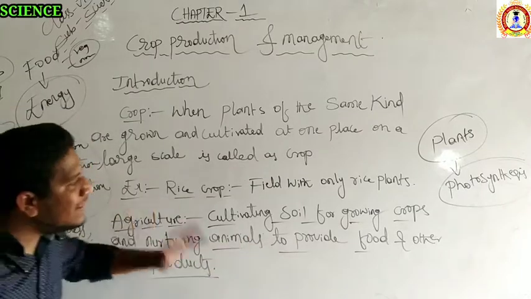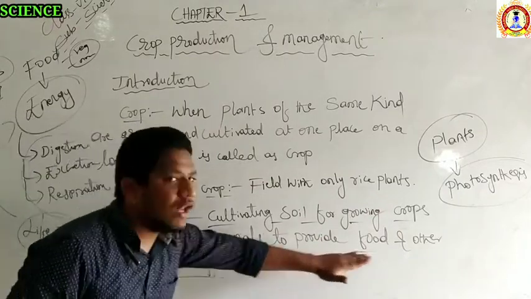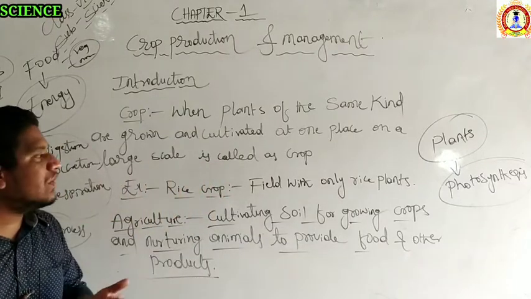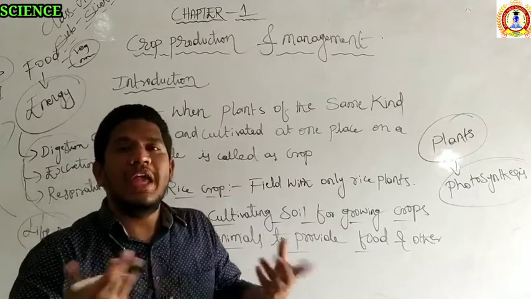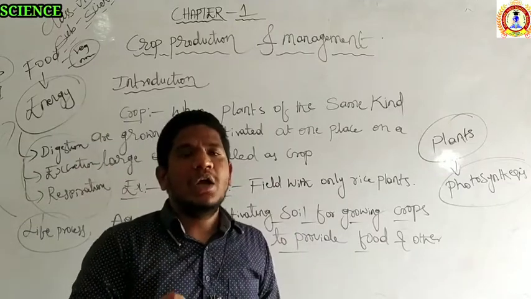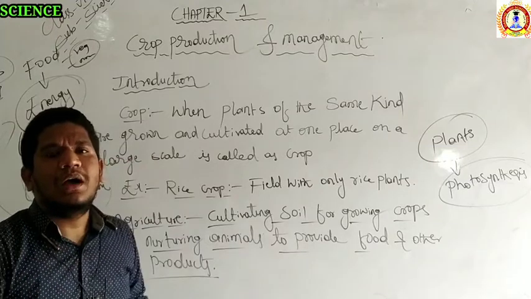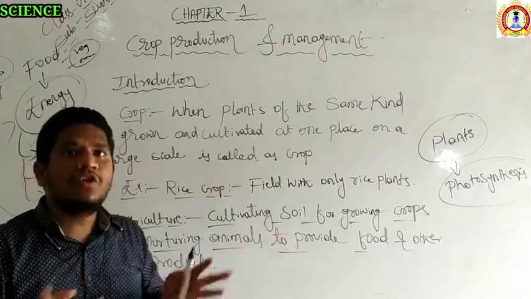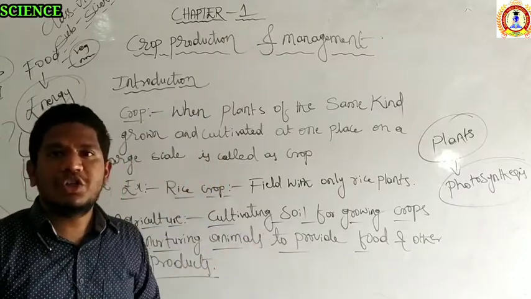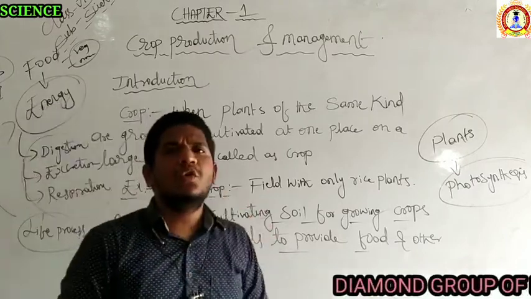Agriculture doesn't only mean growing crops; it means nurturing animals to provide food and also other products. Which products do we use? We use the skin of the animals and the hair of the animals. This all comes under agriculture. You know that the wool of the sheep is sold at very good prices. That also comes under agriculture. We also do dairying, that is, production of milk. That also comes under agriculture. So there are a lot of things to do in agriculture.